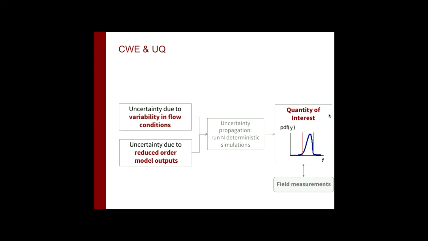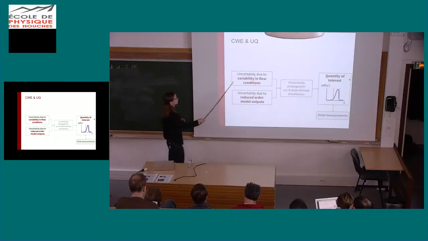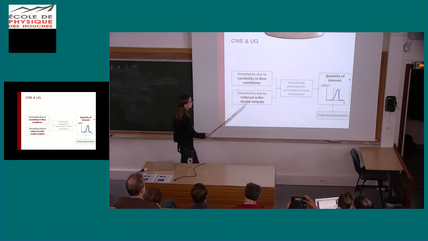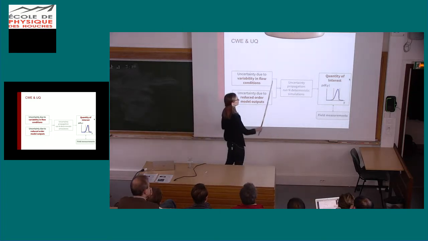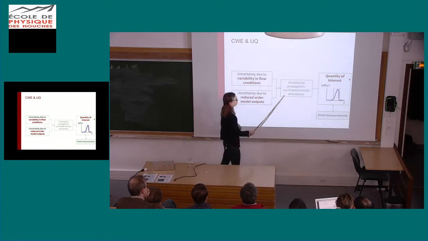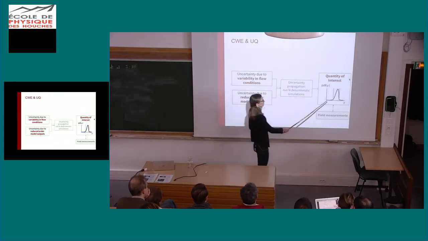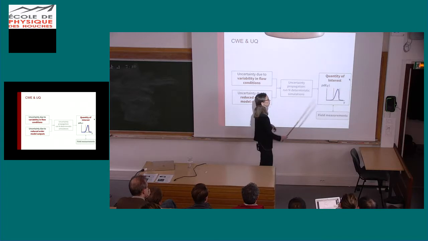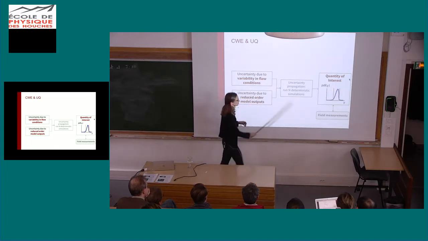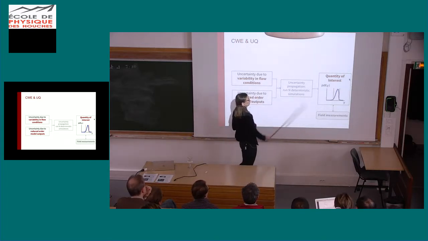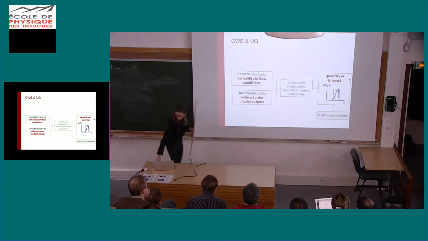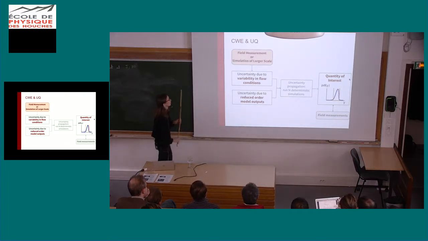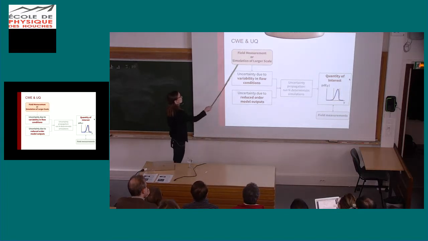Okay, so just kind of to summarize this graphically, right? So we have uncertainty because of variability in flow conditions, uncertainty because of reduced order model outputs, and then we need to propagate these uncertainties by running a larger number of deterministic simulations so that we can get probability distributions or bounds for quantities of interest, and then we do validation with field measurements. So the first type of uncertainties we characterize with field measurements are simulations of the larger scale.